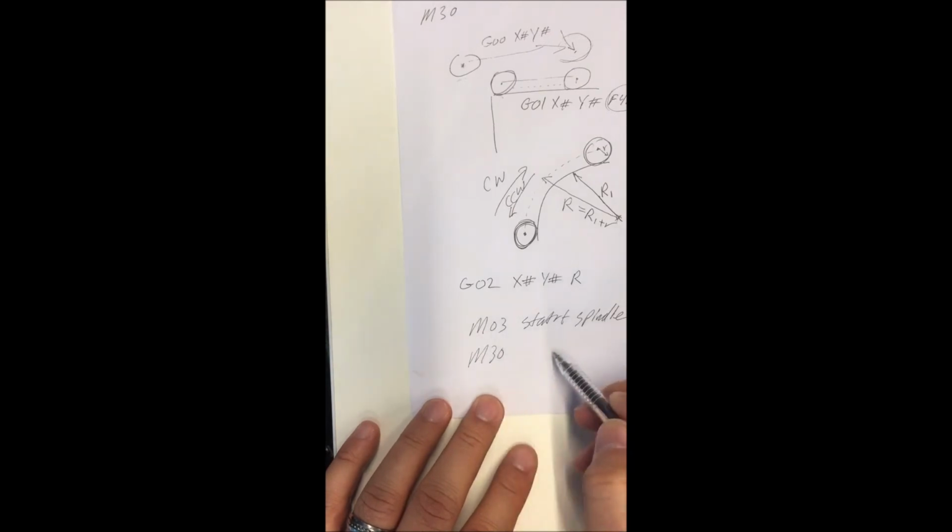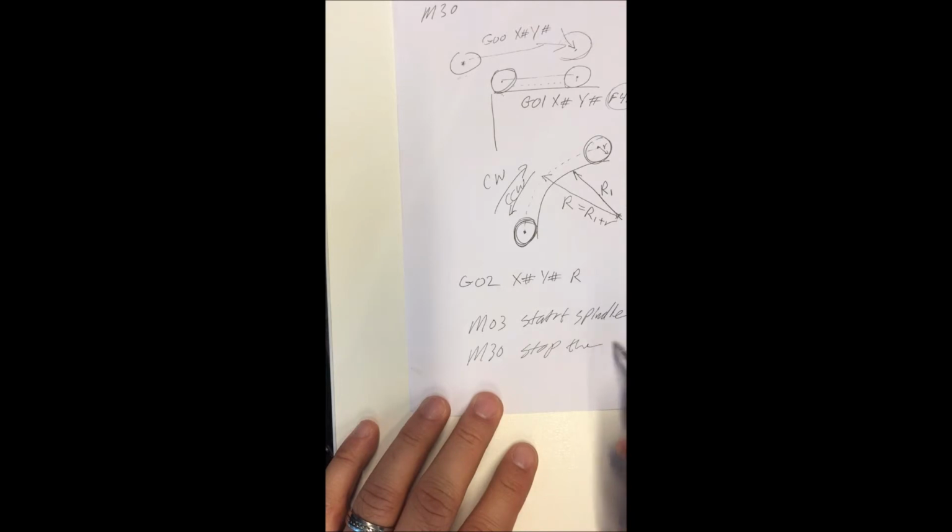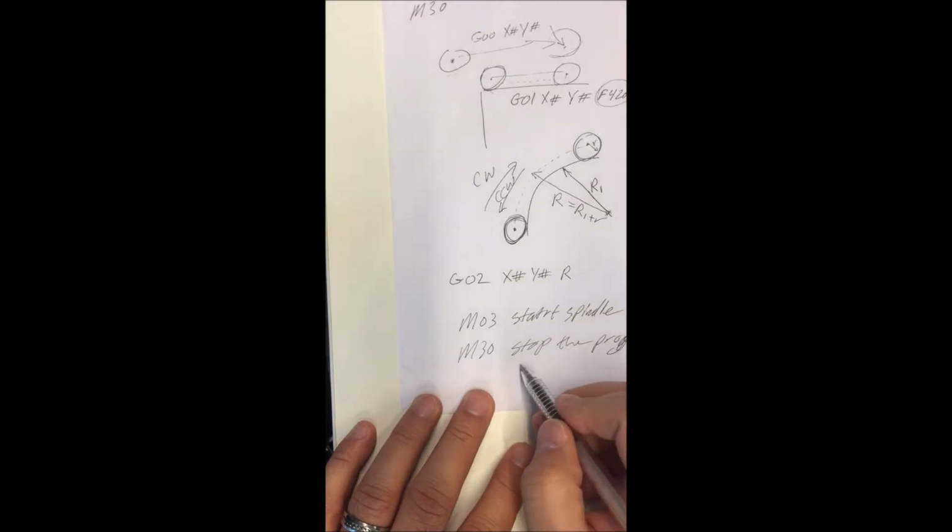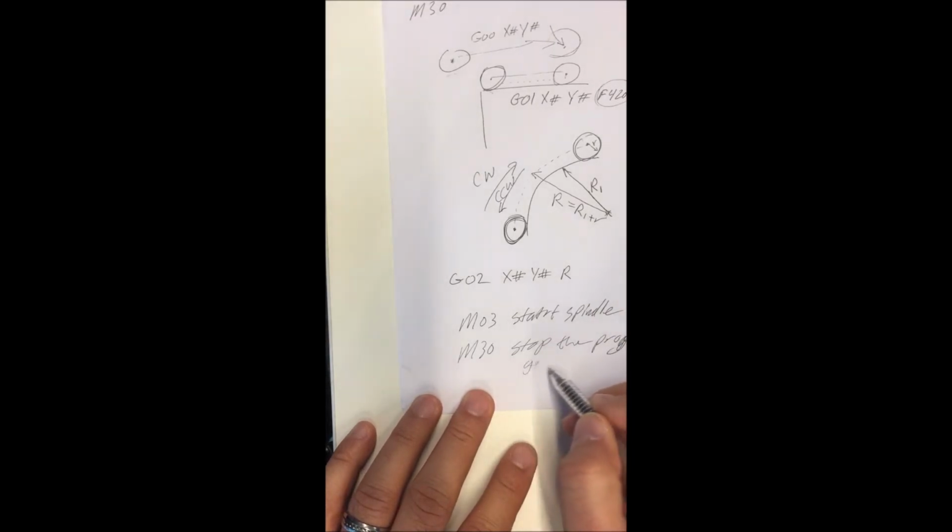M30 means stop the program after finishing all the steps, and go back to read the code from the beginning.